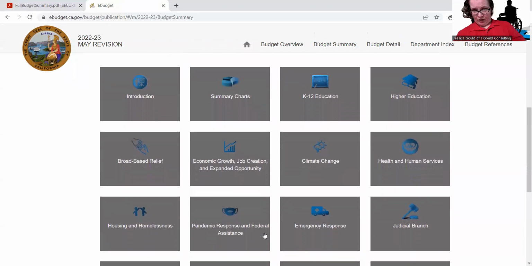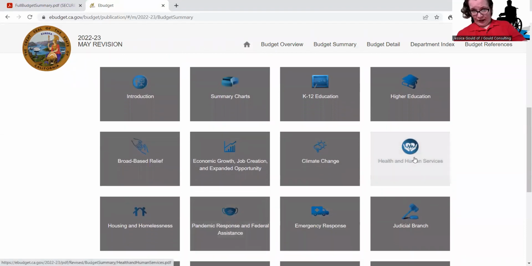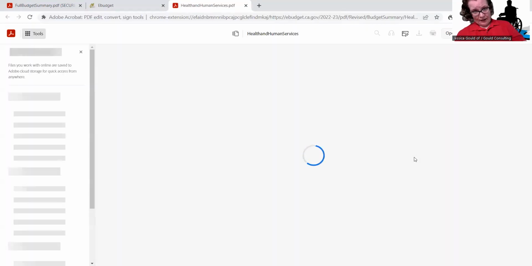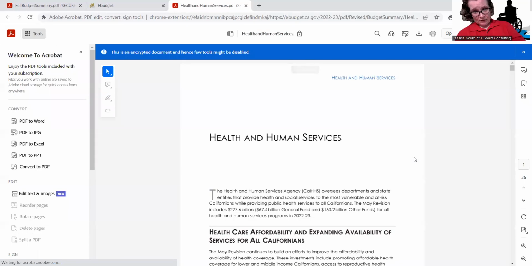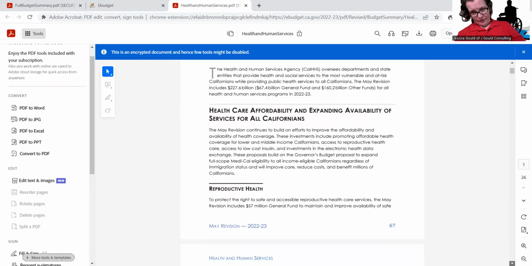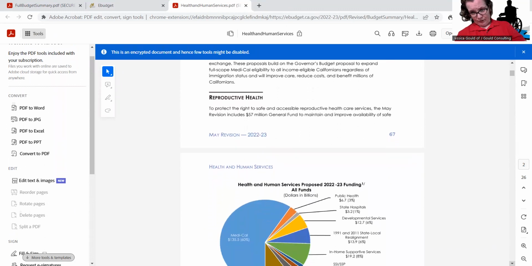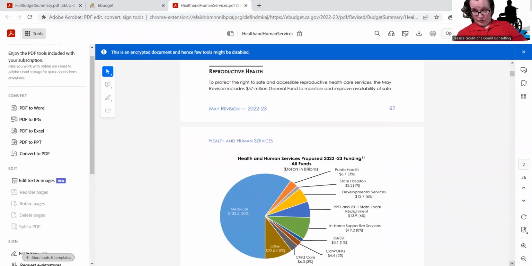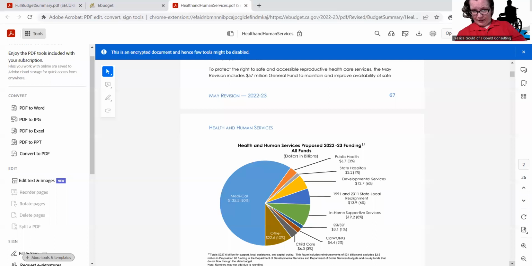So again, this is where you have to know where to look. Health and Human Services, still same thing. You click it. And it will bring you to regional center budgets and so on and so forth. So if you look at it in comparison, there was a slight increase.